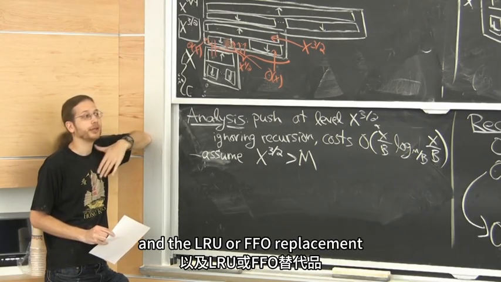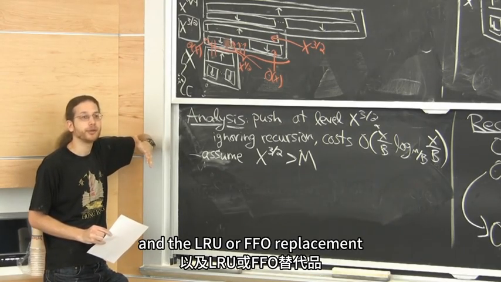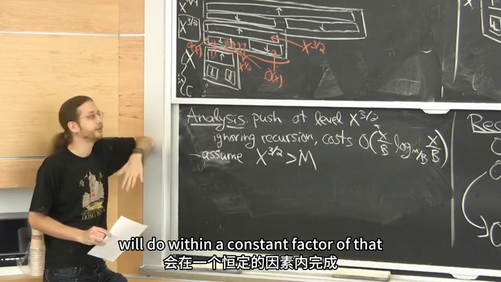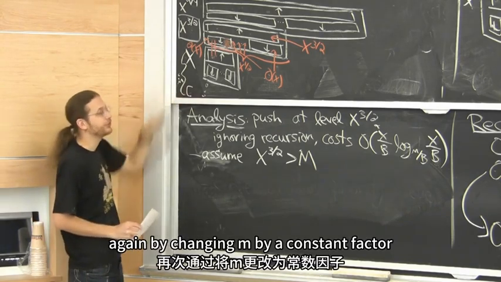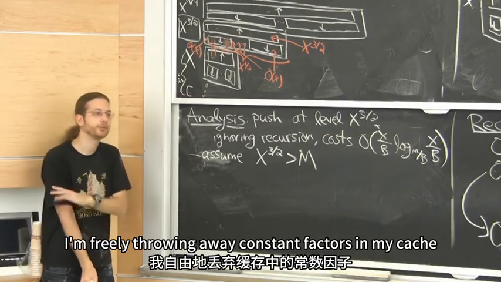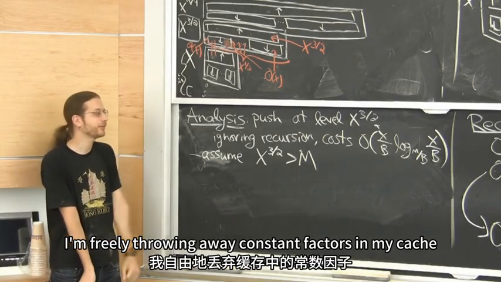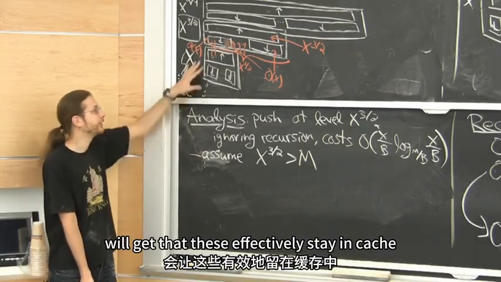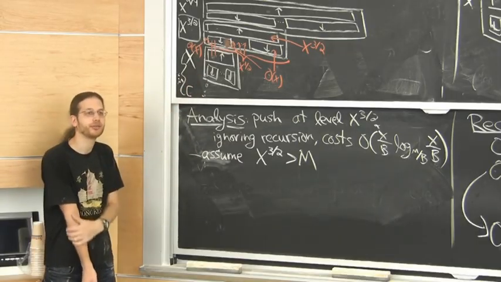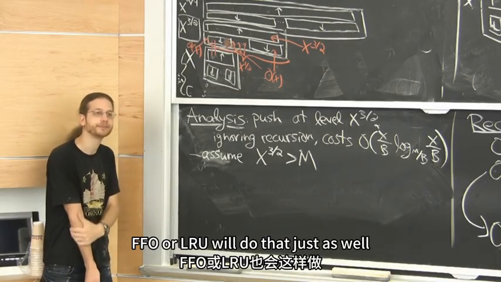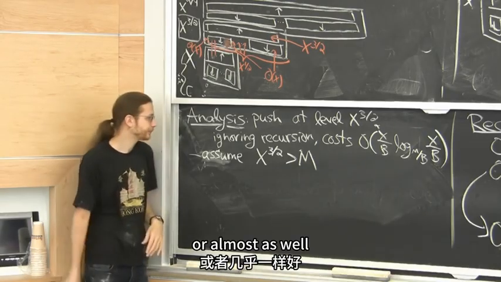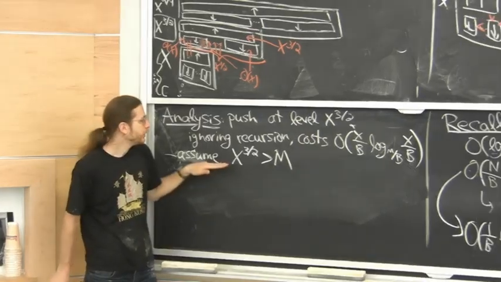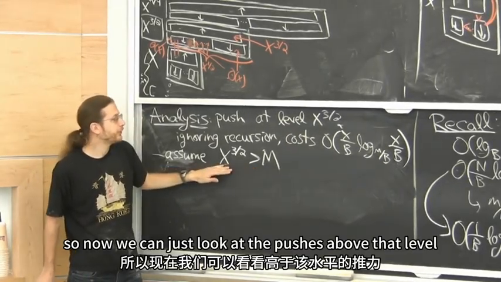And the LRU or FIFO replacement will do within a constant factor of that, if you change m by a constant factor. So I'm freely throwing away constant factors in my cache size, but then I will get that these effectively stay in cache. FIFO or LRU will do that just as well, or almost as well. Good question. Okay, so now we can just look at the pushes above that level.